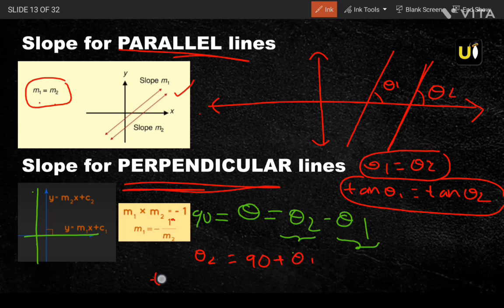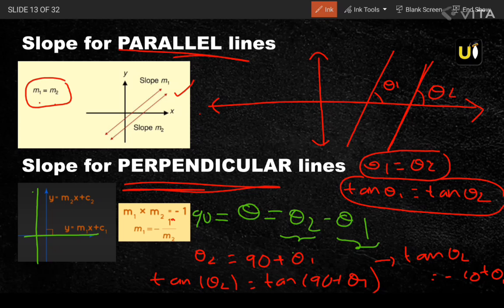Applying tan on both sides gives tan theta 2 is equal to tan of 90 plus theta 1. That gives us tan theta 2 is equal to minus cot theta 1. Taking cot on that side gives you tan theta 1. So finally, tan theta 1, that means m1, tan theta 2, that means m2. The product of these two slopes is minus 1. So what we can conclude, if the product of slopes of two lines is minus 1, then they are considered as perpendicular lines.